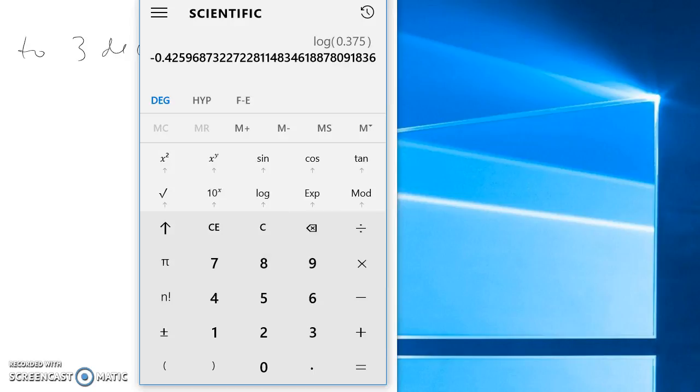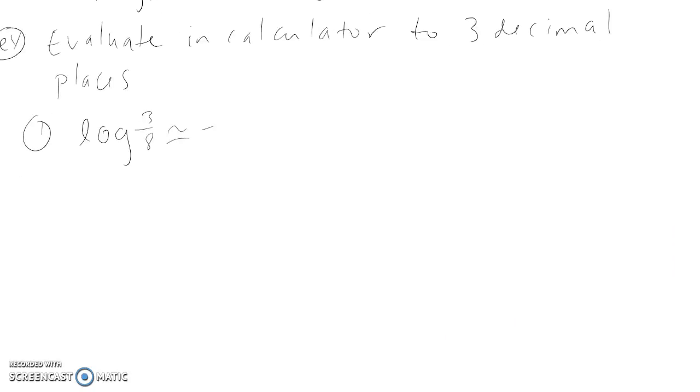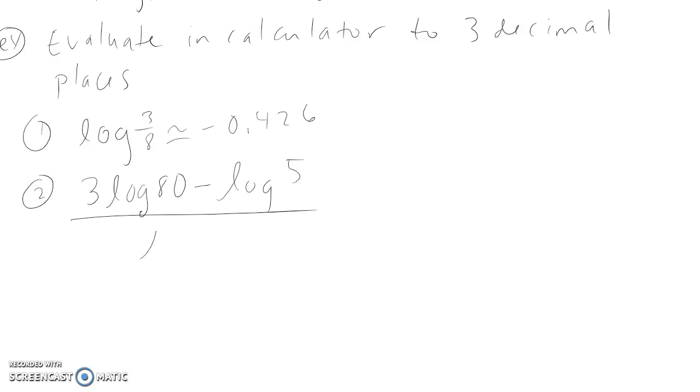Notice it's negative 0.426 about. So let's put that. So it's approximately negative 0.426. Okay. The second one, let's take 3 log 80 minus log 5 over log 4.